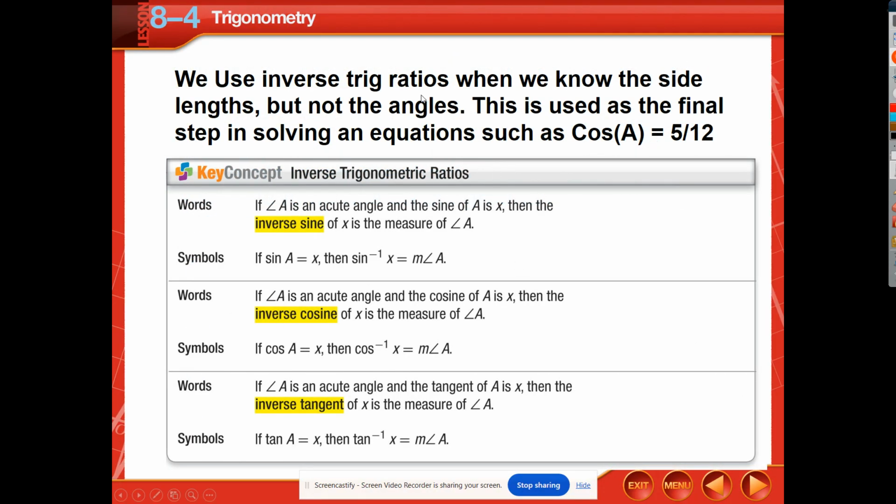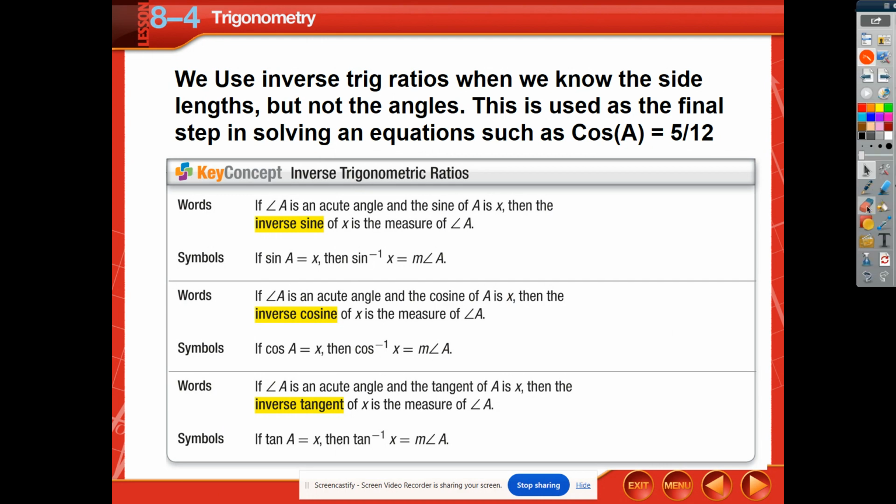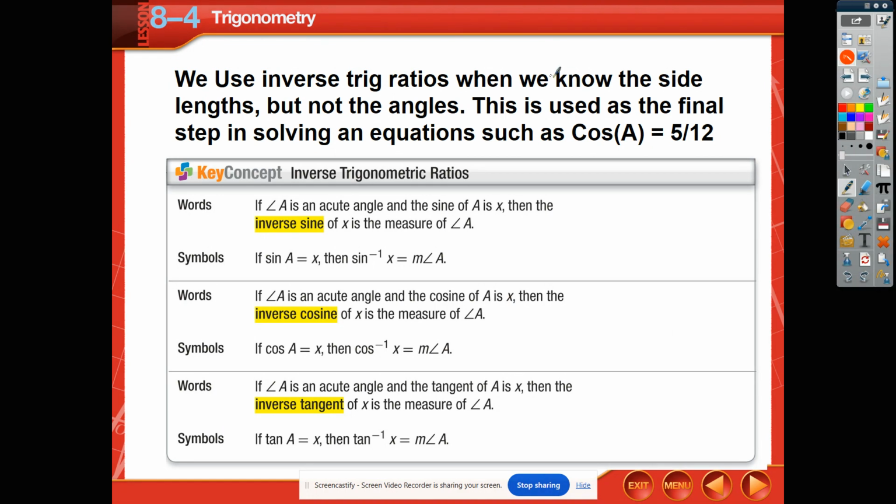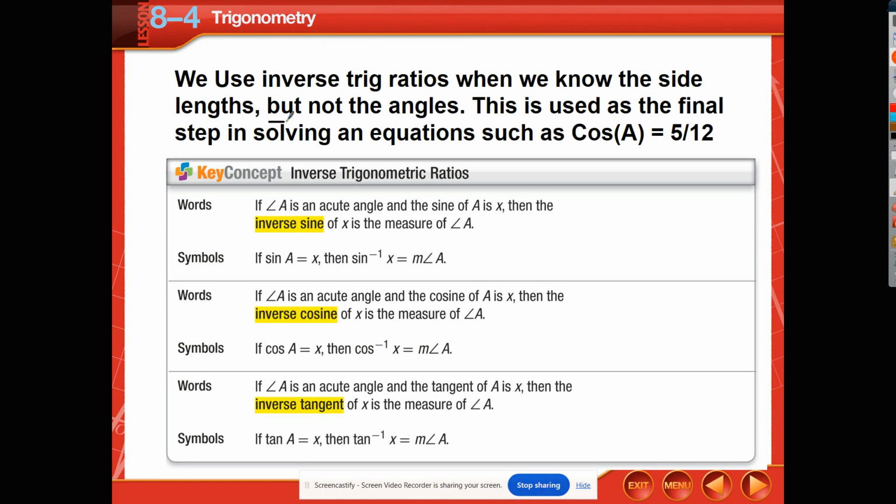All right, so when do we use inverse trig functions? We use them when we know the side lengths, but we do not know the angles. So this would be used when we have to solve for the angle. So in that previous example, we knew the angle was 41 degrees already, so we didn't have to solve for the angle. We had to solve for the side length. When we have to solve for the angle, we have to use the inverse trig ratios. And all these do is they undo the regular trig ratios. And I'll kind of show you what that means.